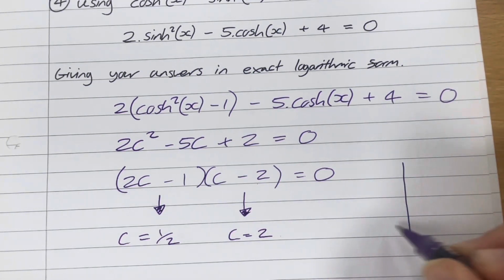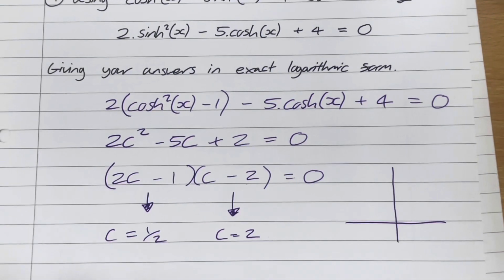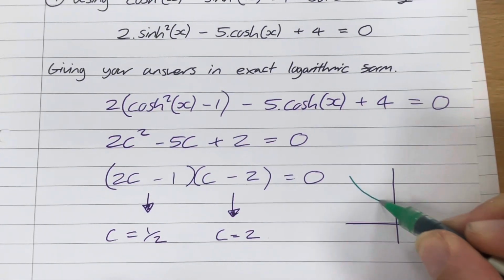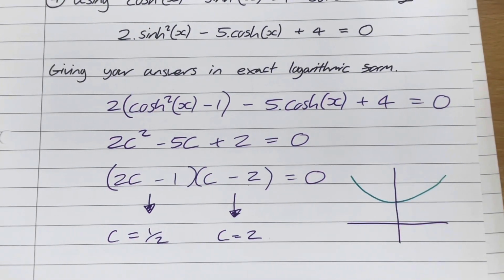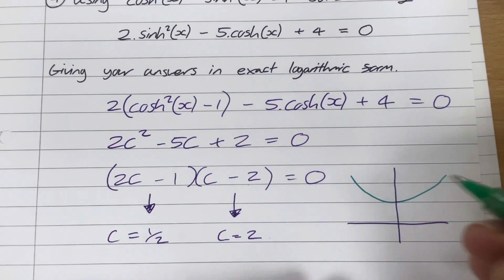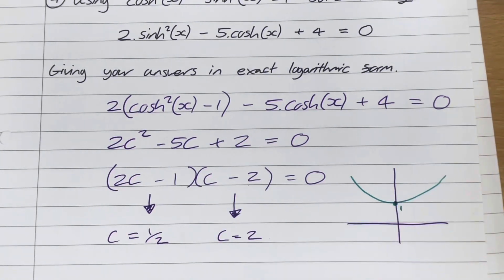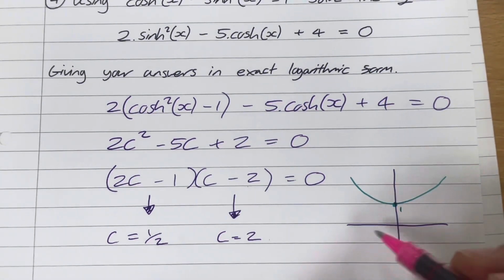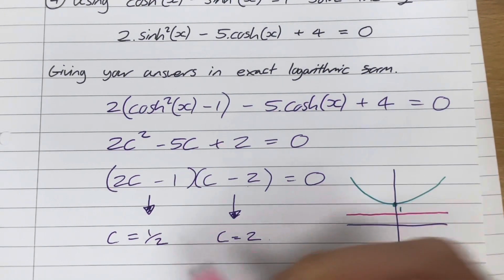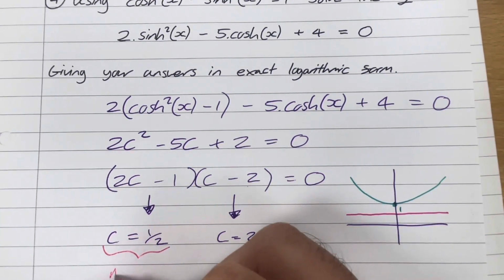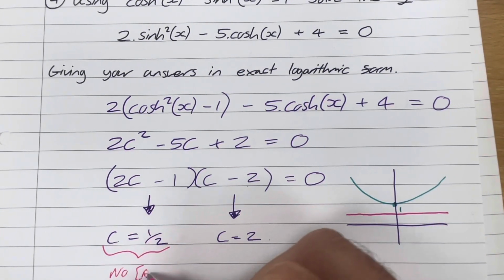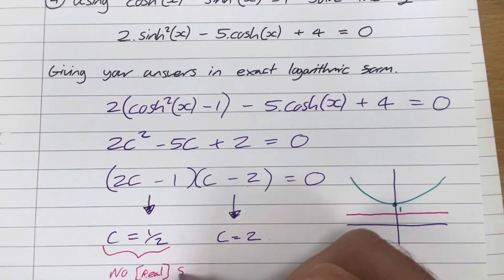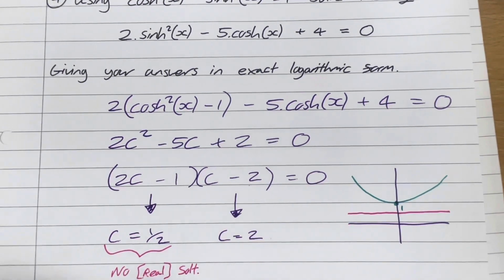So let's think of the graph of cosh. I've already drawn this once, but let's draw it again. That's the graph of cosh. This point here at the turning point is the number 1. So cosh of x equals a half has no solutions. Technically no real solutions, but you wouldn't be marked down if you just put no solutions.